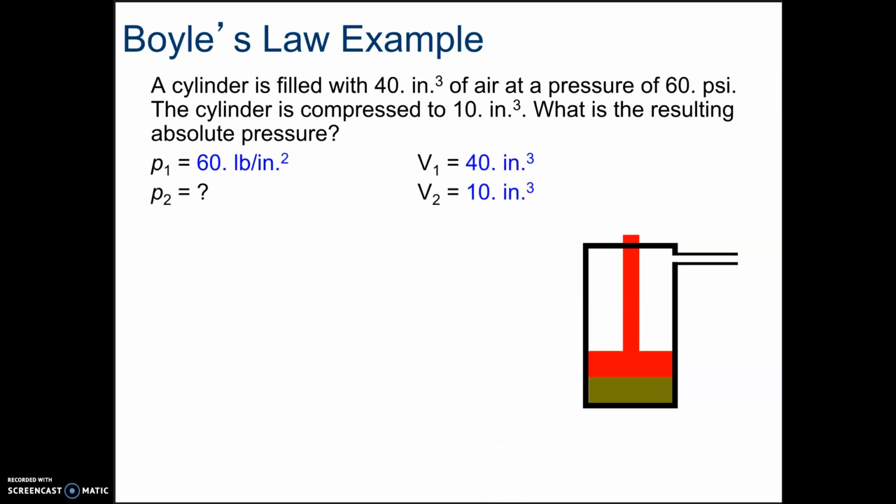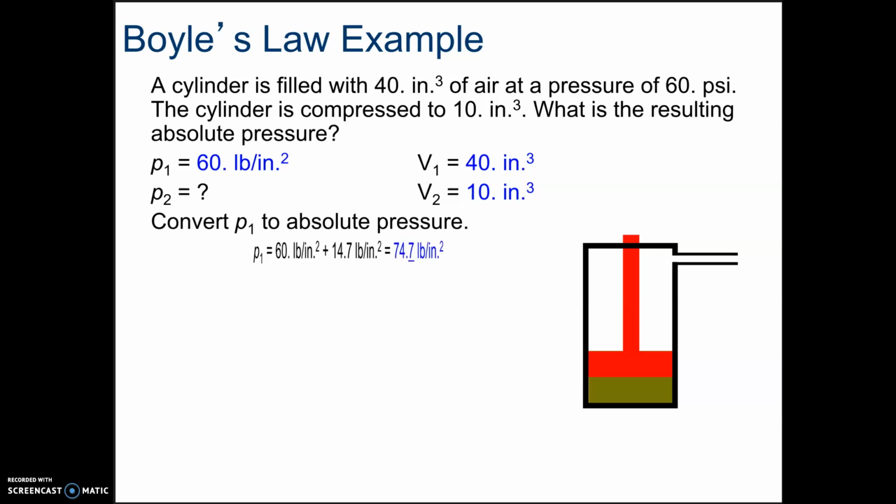So let's look at our variables here. P1, which is pressure 1, is 60 pounds per square inch, volume 1 is 40 cubic inches, volume 2 is 10 cubic inches, and we need to find pressure 2. But before we do that, we're going to need to convert P1 to absolute pressure. We assume that we're at sea level. So that means we're going to take 60 pounds per square inch and add 14.7, the atmospheric pressure at that level, to get 74.7, which is our absolute pressure in the system.